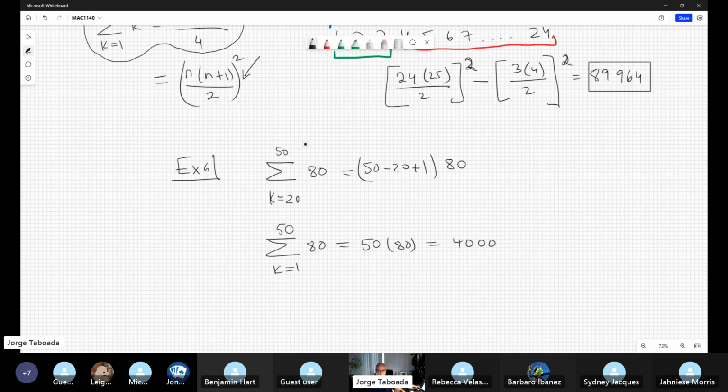All right, let me see. Apply the formula using plus 1. It's 50, 80, okay, this number, 50 minus 1 plus 1. Wow, the 1 and plus 1 cancel out, and this is just multiplication. In this case, the answer is different: it is 80 multiplied by 31. We are going from 50 minus 20, 30, plus 1, 31. And the answer is 2,408.